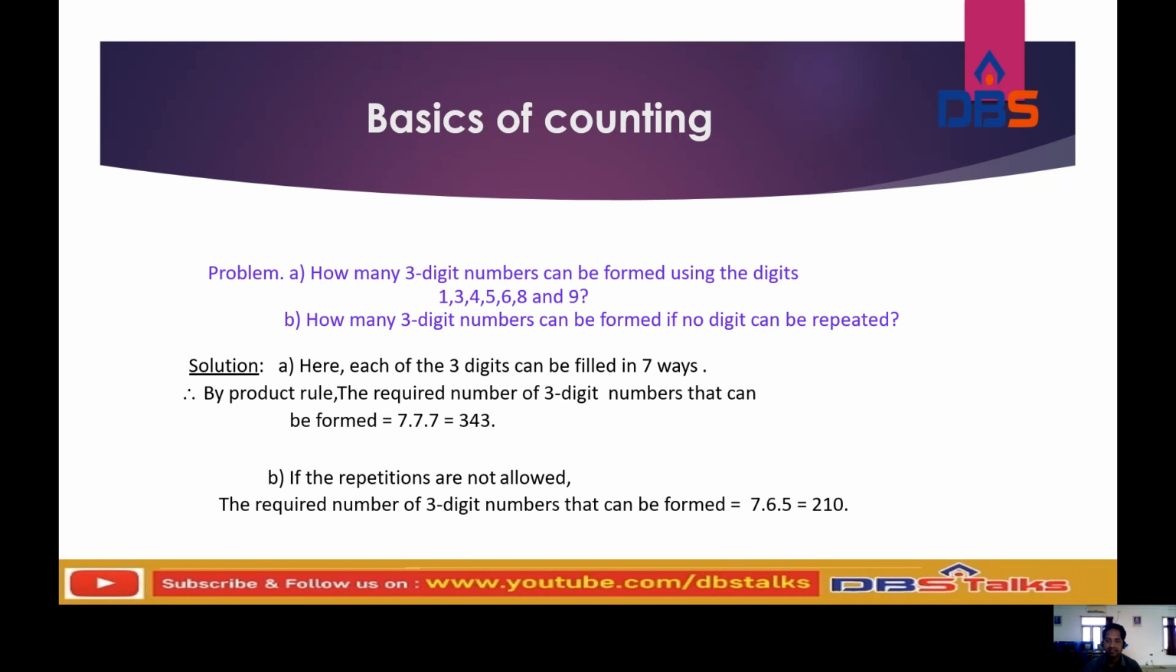Next, if the repetitions are not allowed, the required number of 3-digit numbers that can be formed is 7 into 6 into 5. That is, total numbers are 7. If one number is assigned, the next number has 6, and if this number is assigned, the next number has 5. So totally 210 possible ways.